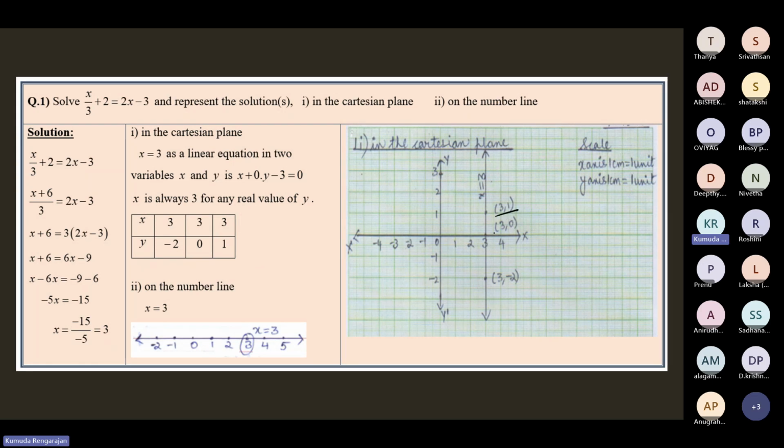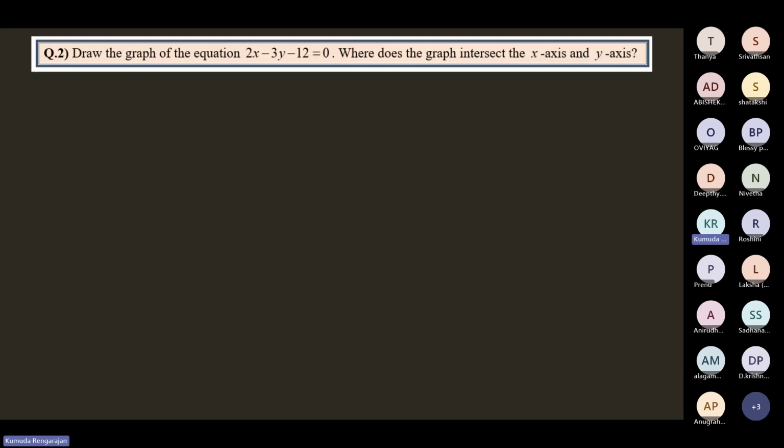So the 3 points plotted with the address, connect the points by the straight line and write the equation on the line. So this is how we treat a linear equation in one variable x as a linear equation in two variables x and y, and show its geometrical representation. So this is about the first one.